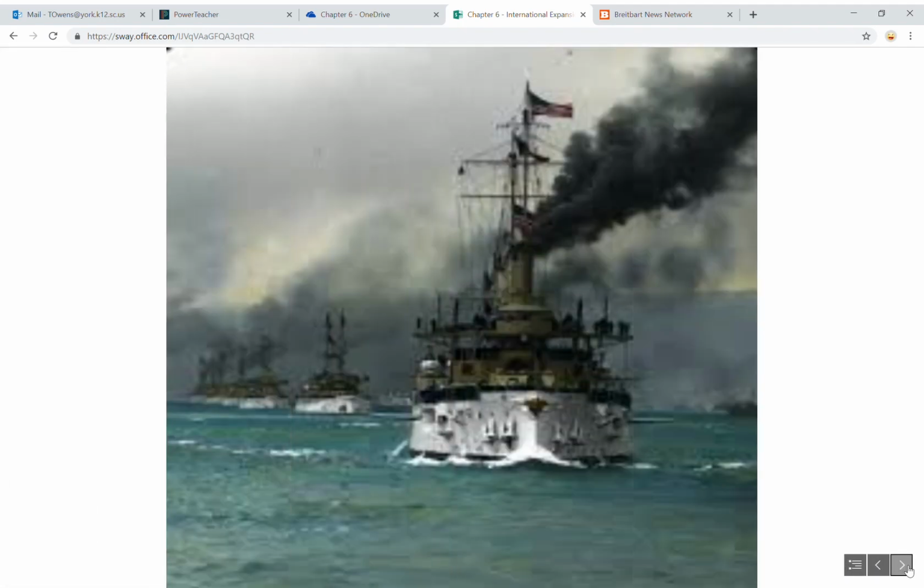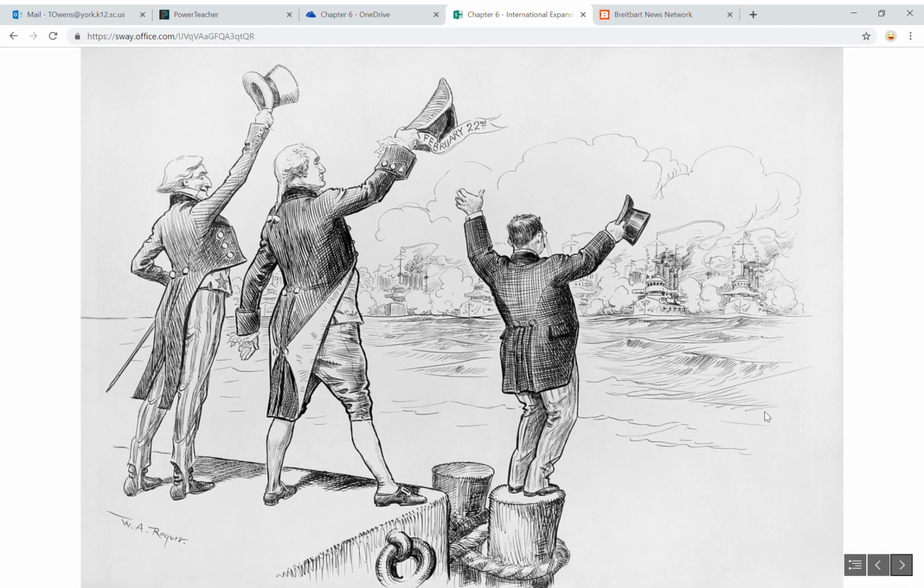Just another picture. And this is a great political cartoon. You've got Roosevelt standing there, and he's all excited. But so is George Washington. You'll notice February 22nd, it's his birthday. And also Uncle Sam representing the United States. Okay, and it looks like this, that they're coming home. So they're welcoming the ships back.